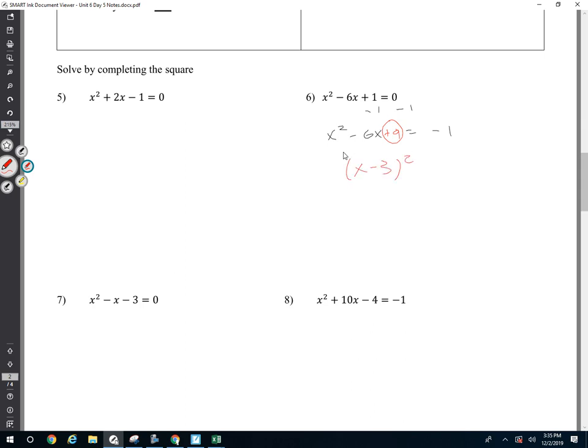But I can't just add 9 to one side of an equation. Why? It would unbalance the equation. To keep things equal, whatever you have to do, you do it to both sides of the equation. So you're going to add 9 to both sides. And all of a sudden, this turns into x minus 3 squared equals 8.